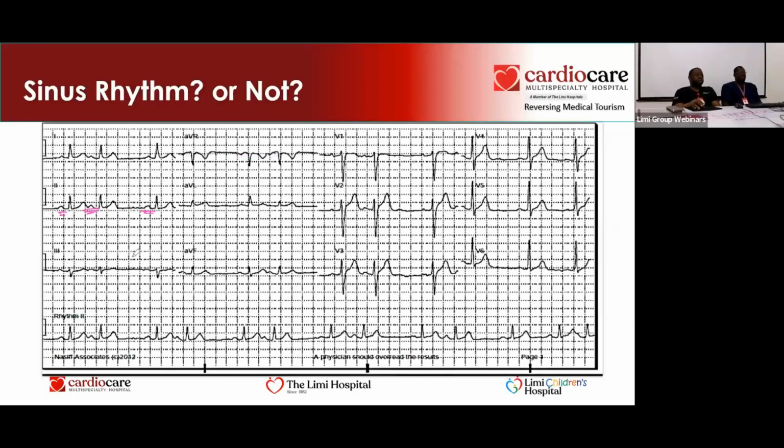Now the next question: RR interval, are they equal? No. This one is very long. This one is short, so long, short. It has failed one of the criteria. Correct. So it is not sinus. It must pass all. Next question is that before every QRS, is there a P wave?